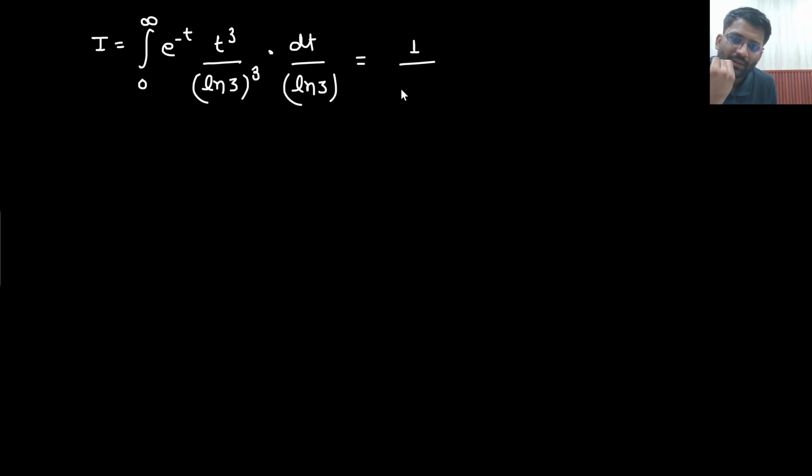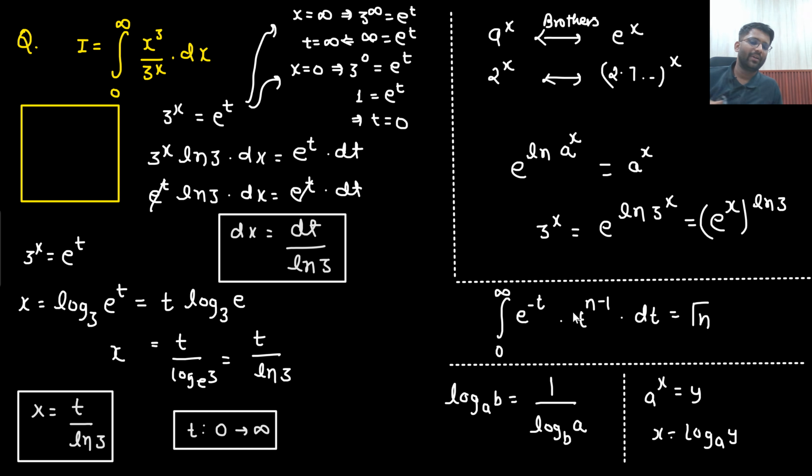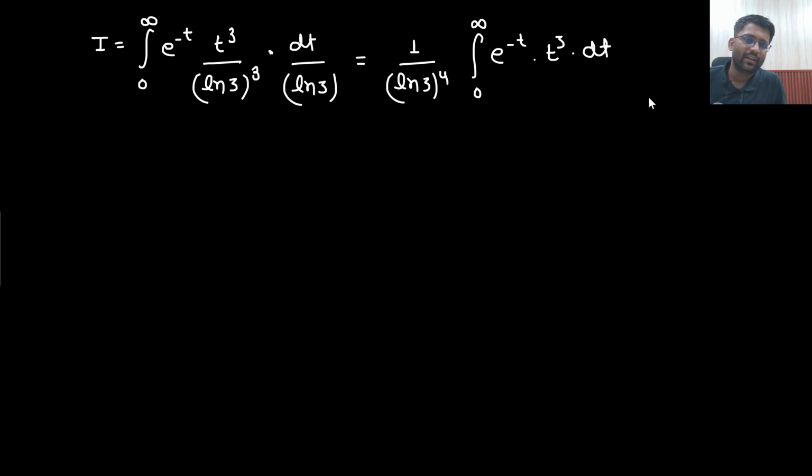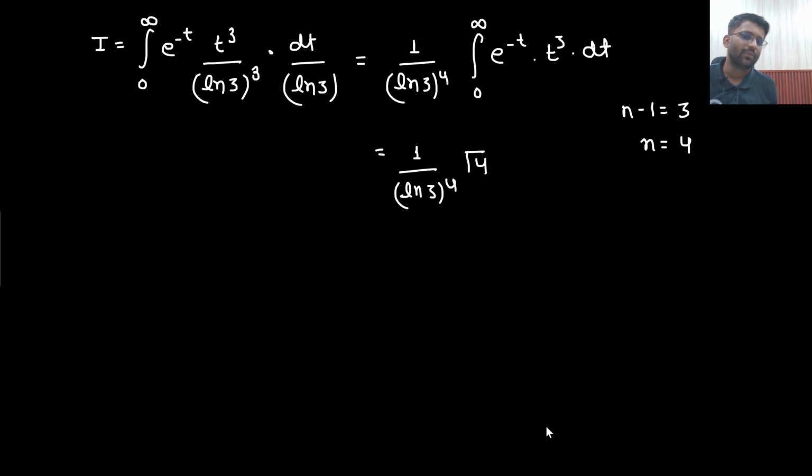So what you are getting? 1 by ln 3 to the power 4, integral 0 to infinity, e to the power minus t dot t cube dot dt. Now we remember this formula, e to the power minus t, t to the power n minus 1 dt. Here our n minus 1 is nothing but 3, so the value of n is 4. So 1 by ln 3 to the power 4 times gamma 4. And what is the value of gamma 4? That is 3 factorial, which is 6.